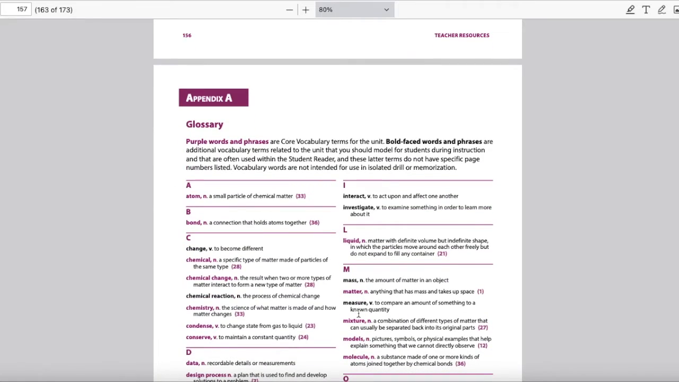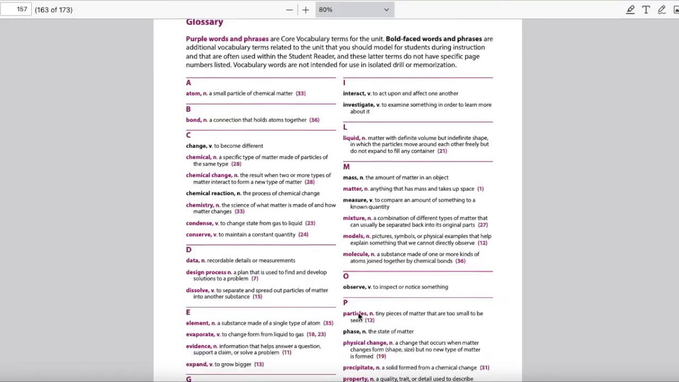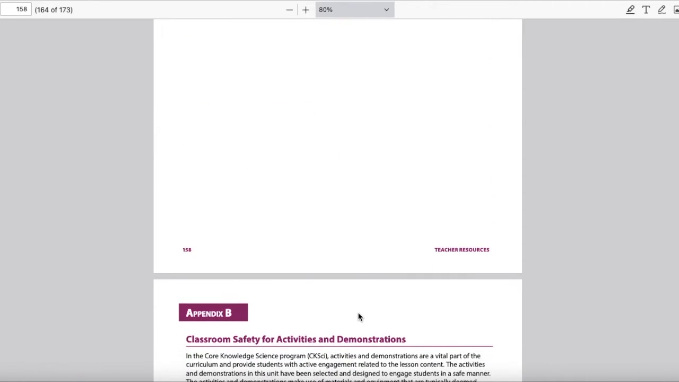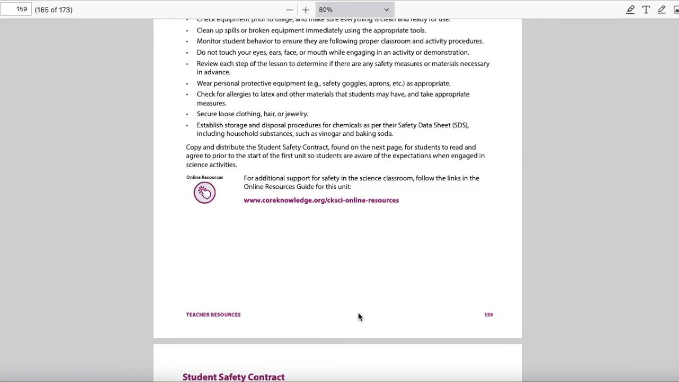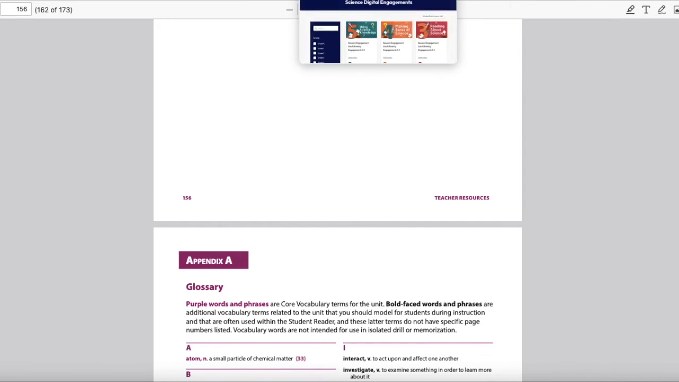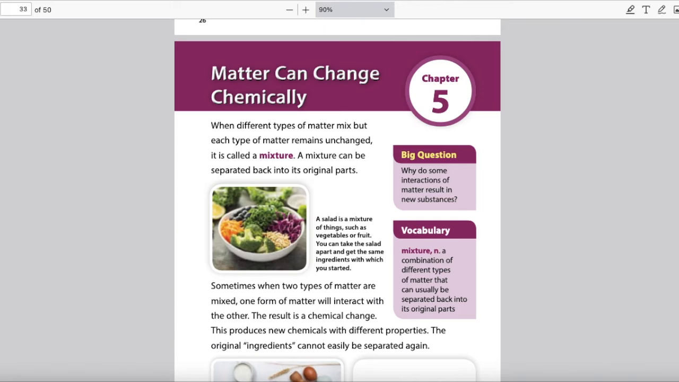And the nice thing about Core Knowledge is it is building upon itself each year. So they're really retaining that information because they're revisiting it every year and going deeper. So it does end with a glossary as well. So that's the teacher guide. That is the student reader, how they use them.